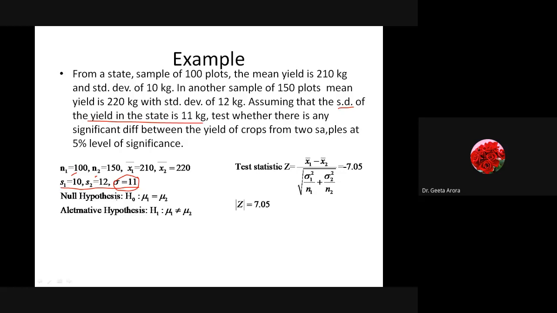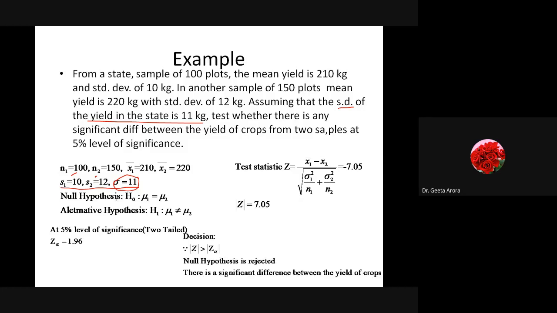Mod z, you can see, is coming very high, 7.07, 7.05. Even if we do not know the critical value, we can still say we are going to reject it, no? Because the values we have seen are 1.2, 2.33, 2.5 at maximum. So here the decision is that mod z is greater than mod z alpha, so the null hypothesis is rejected. It means there is a significant difference between the yield of crops. So these are the things you have to take care of.